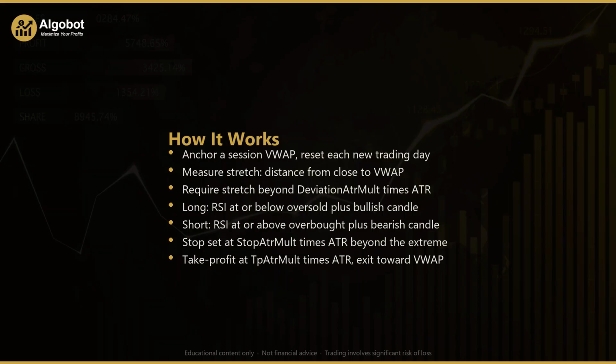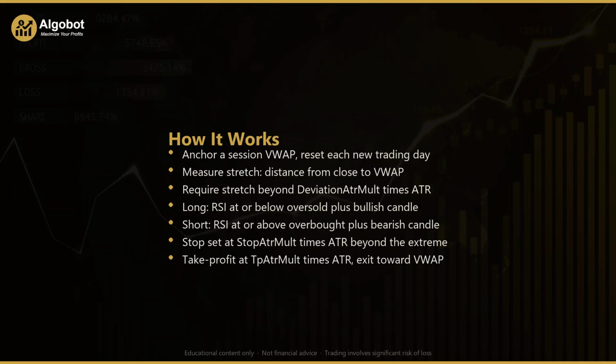Price must be stretched below VWAP by more than that band. The RSI must be at or below the oversold level, 30 by default, and the closed bar must be a bullish reversal candle, meaning its close is above its open. When all three line up, the EA signals a buy. The short side is the mirror image. Price must be stretched above VWAP by more than the band. The RSI must be at or above the overbought level, 70 by default, and the closed bar must be a bearish candle. When that aligns, the EA signals a sell.